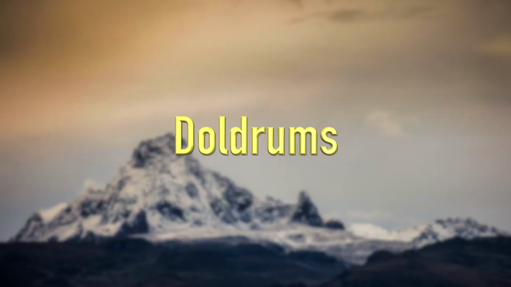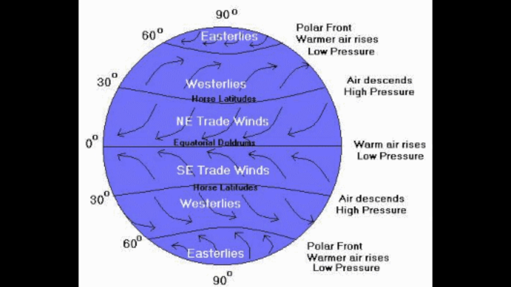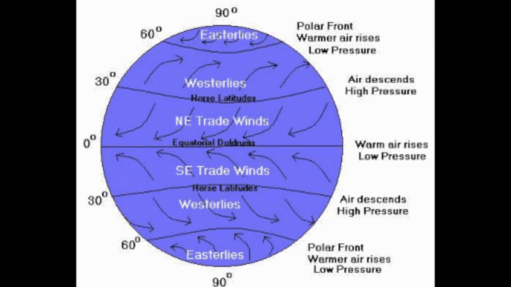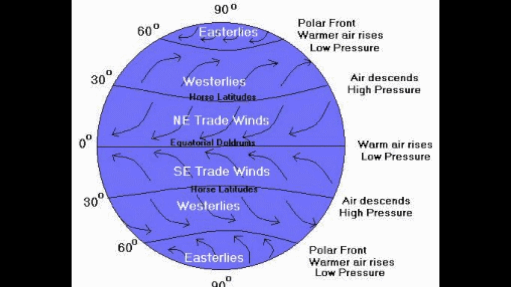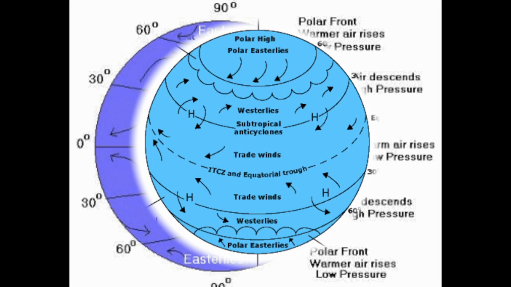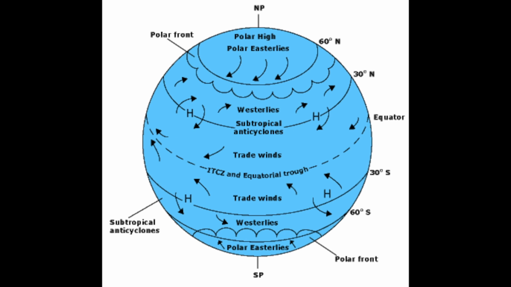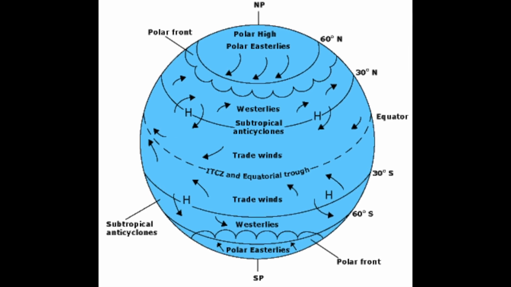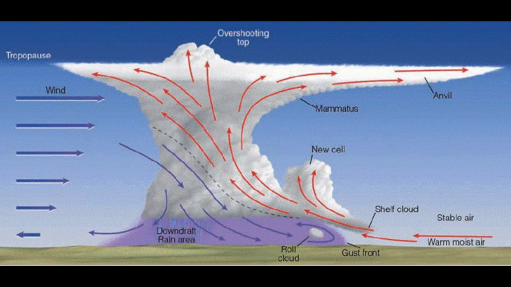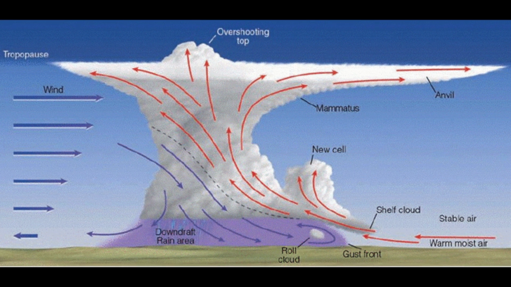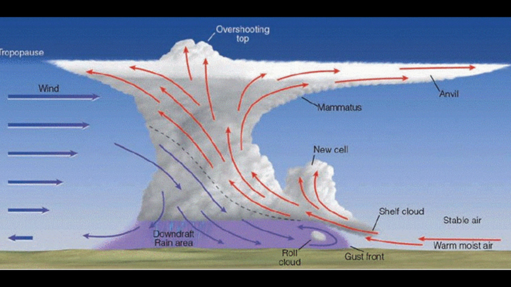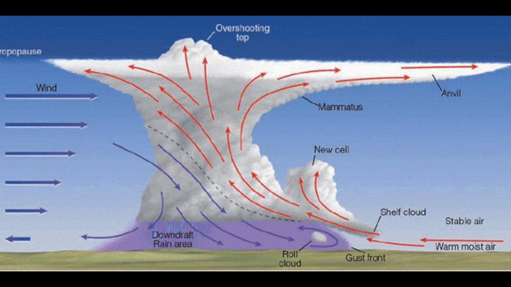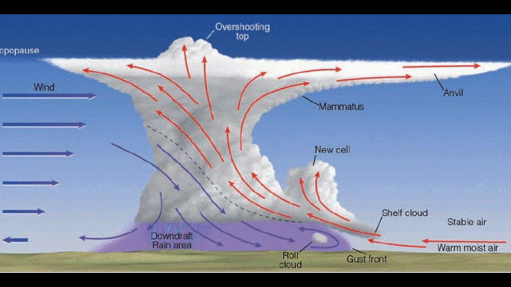Doldrums. A belt of low pressure, popularly known as the equatorial trough of low pressure, extends along the equator within a zone of 5° north and 5° south latitudes. This belt is called the belt of calm or doldrums because of the light and variable winds. It was believed that doldrums is a regular feature all along the equator and is characterized by convective instability leading to cumulonimbus clouds and copious rainfall daily.